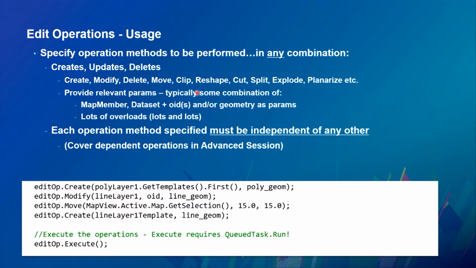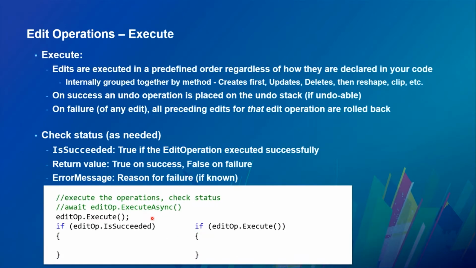Again, there's a code snippet here of creates, modifies, and some of the actual parameters that you can use. All right, execute is where the magic happens. So what I've done is I've declared an edit operation. I've said what I'm actually going to edit by saying EditOperation.whatever. And then when I want to run all those edits, I'm just queuing it up at this point, and then I'll say EditOperation.Execute.